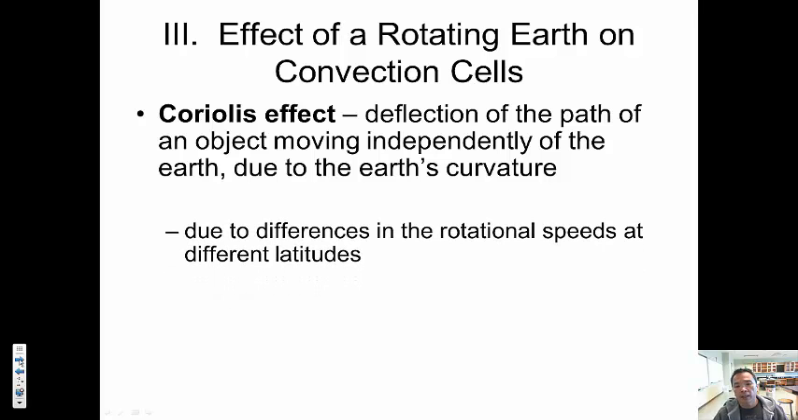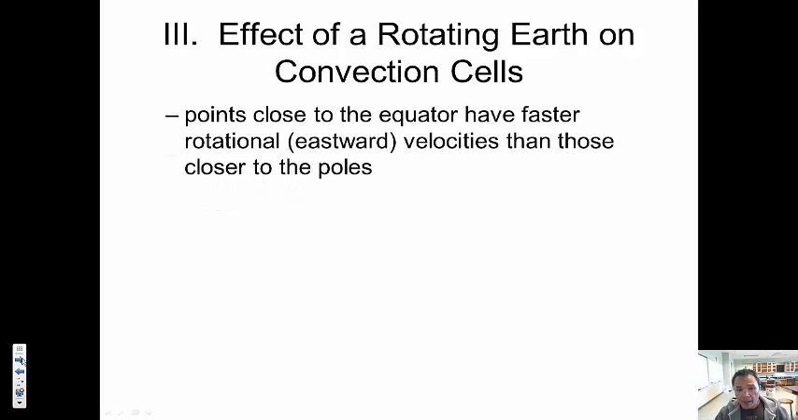What causes this is the fact that the curved Earth has different rates of rotation. The rotation of the Earth close to the equator tends to be a much faster speed, because the Earth is widest at the equator, and so within 24 hours its rotation covers a much longer distance. On the other hand, places at the poles tend to have slower rotation because they cover a much smaller distance as the Earth rotates within 24 hours.